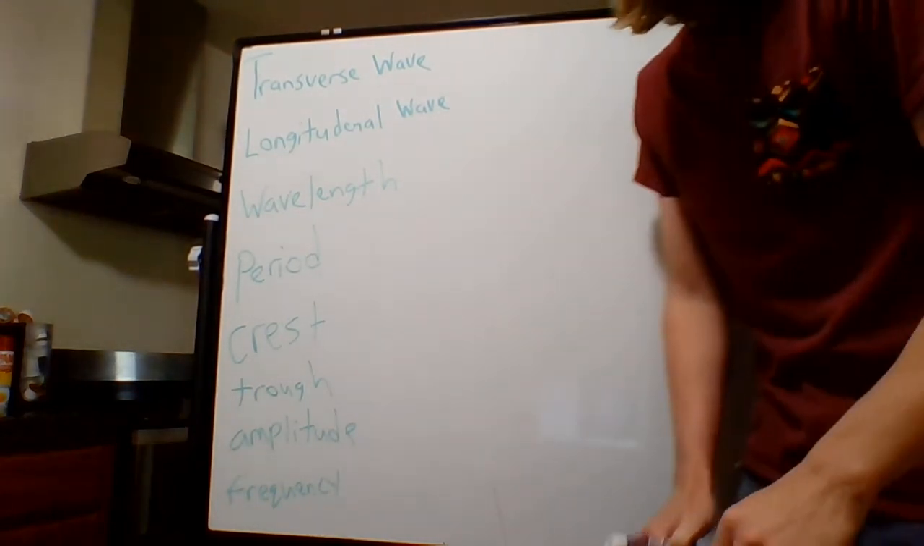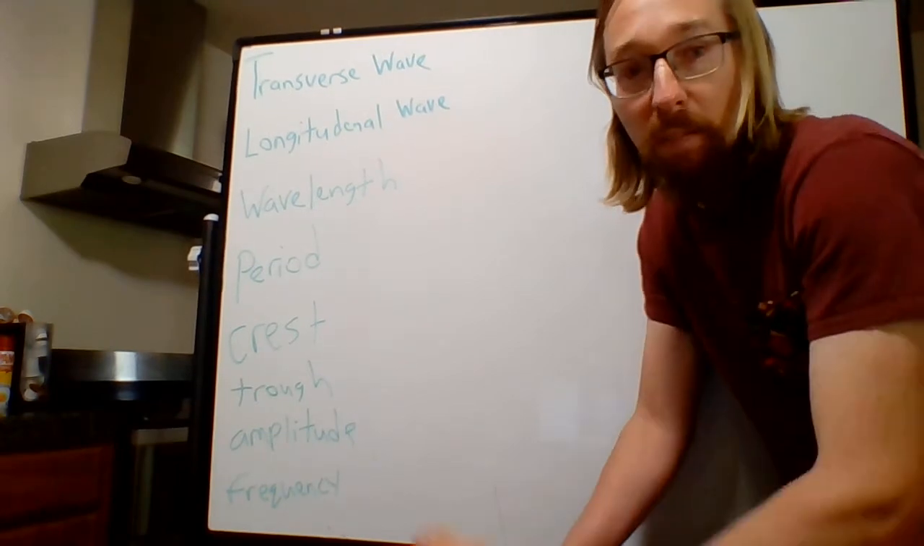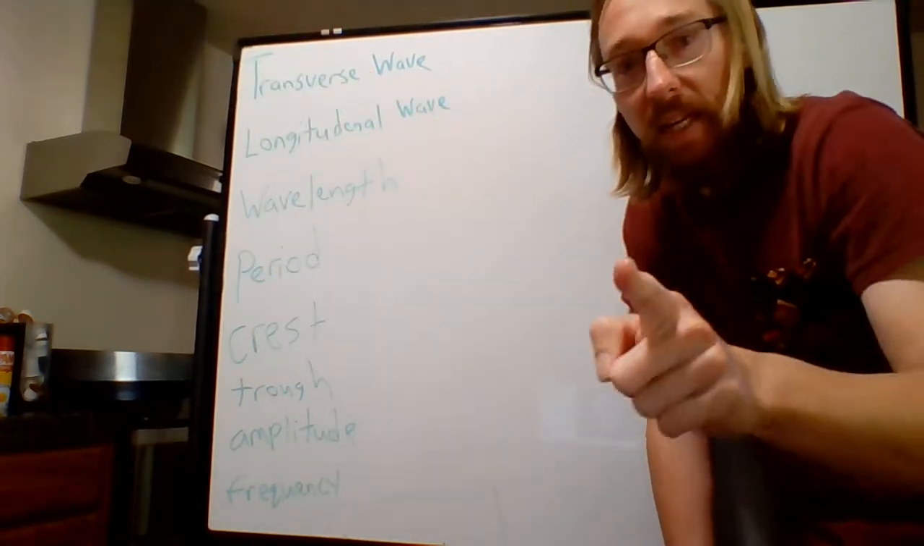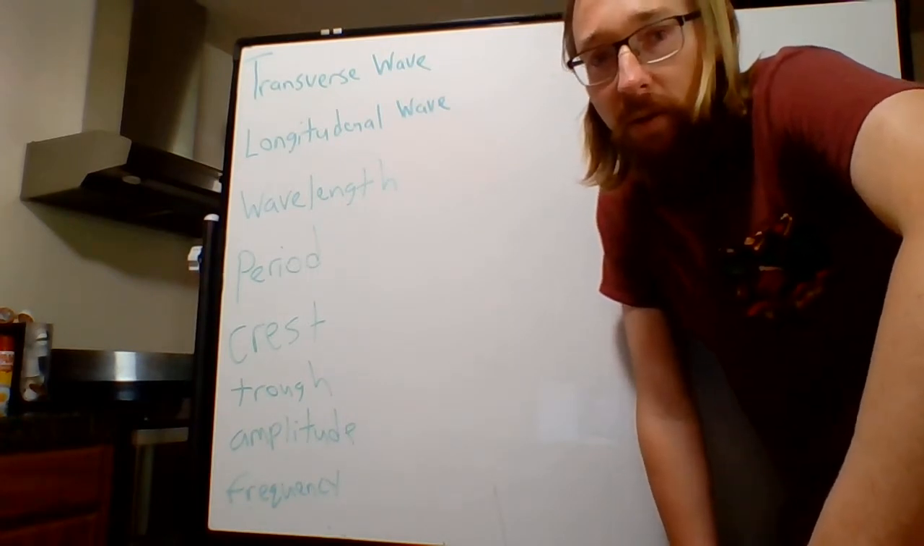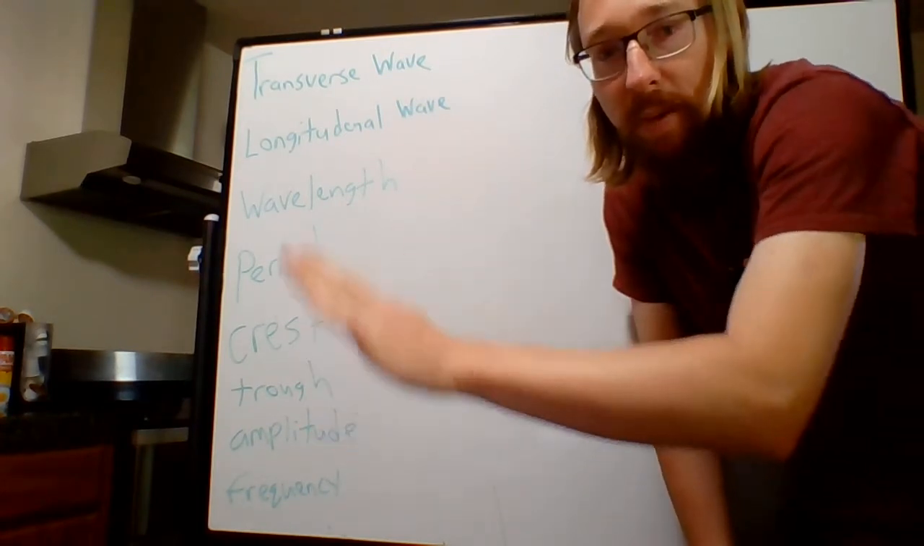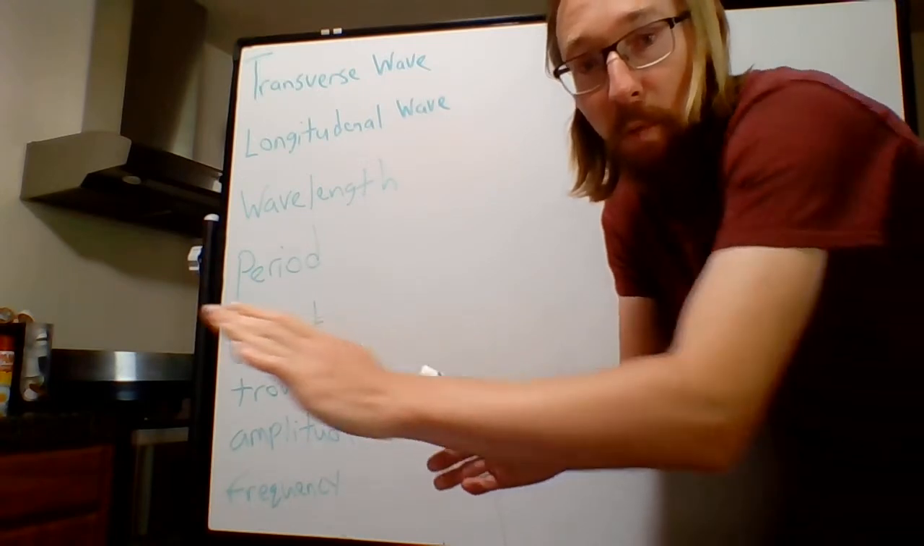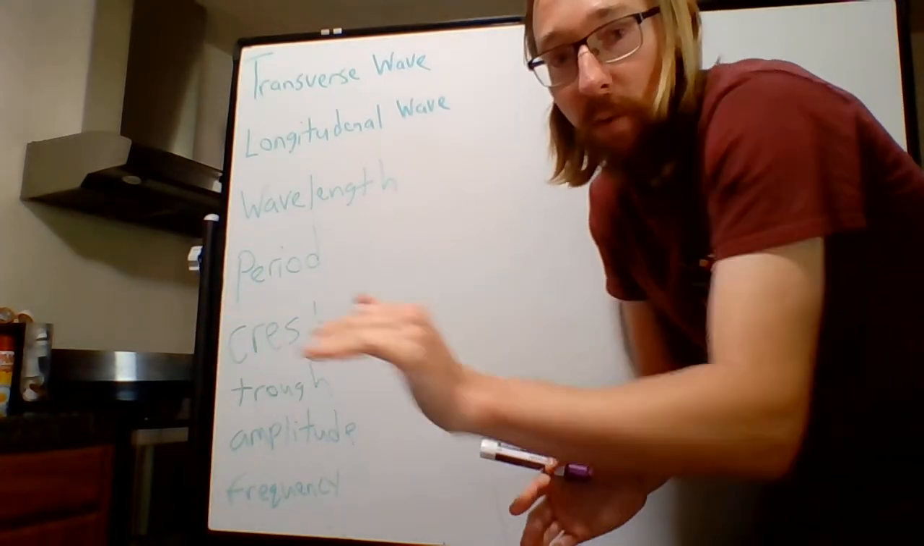If you've ever been to a sports game and you've seen people do the wave, and how the wave travels all the way around the stadium, well, that's an example of a transverse wave where the people just go up and down. Now the people, they don't move with the wave. They don't move with the energy of the wave. They just go up and down.